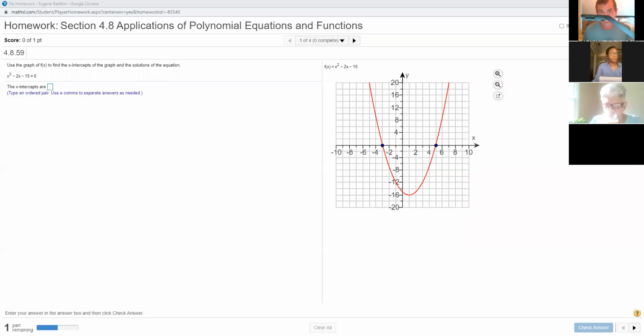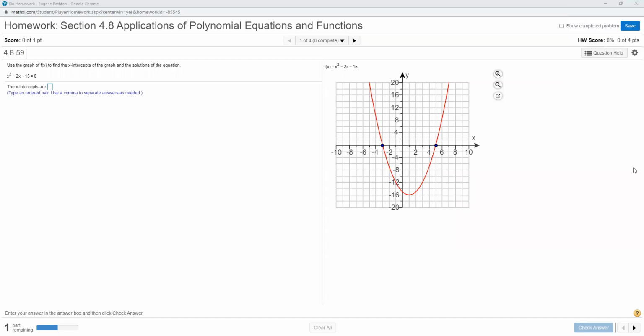So you're going to start out on problems where they give us a graph and they want us to find the x-intercepts of the graph and then the solutions. The x-intercepts of the graph, I can look at the graph and get those. And then I'll solve that by hand and see what the actual solutions are.